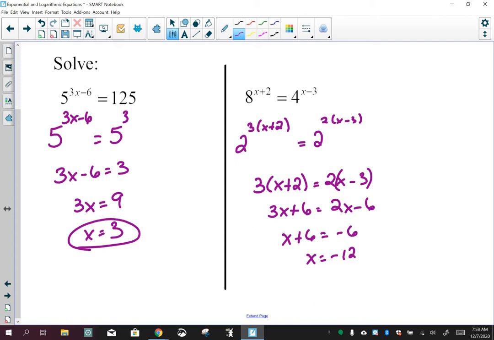It is okay for your exponentials, when you're solving these, to get a negative x value. That is absolutely okay. What can never happen is that your base can never be negative. So just keep that in mind. But having an x value that's negative is a-okay.